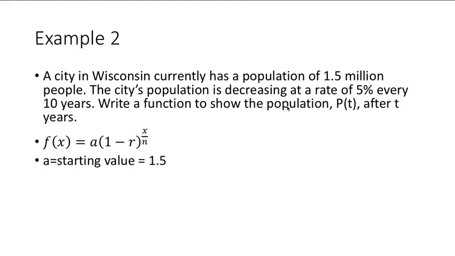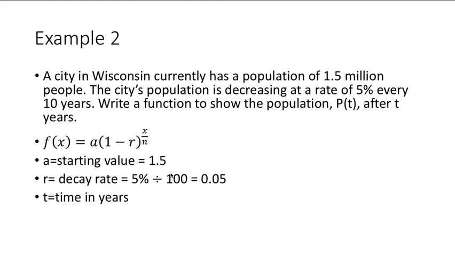So my initial value, or my starting value, is 1.5 million. So I know at the end that the number I get is representing millions, but I don't have to put 1,500,000. I can use what the problem used, which is just 1.5. I just need to know that that indicates millions. My decay rate, the r, is 5%, which when divided by 100 is 0.05. My time is just t in years, and my interval of time, the amount of time it takes to decrease in population, is 10 years, so my n is 10.